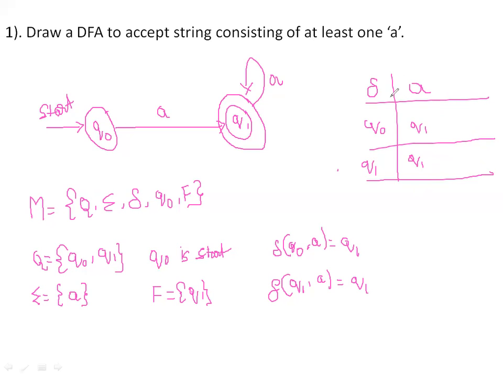Now after drawing this, you can verify: delta of Q0 comma A, Q1 we are writing. Then the same we got for delta of Q1 comma A, Q1 we are writing. This is perfectly all right. So this is the first question.